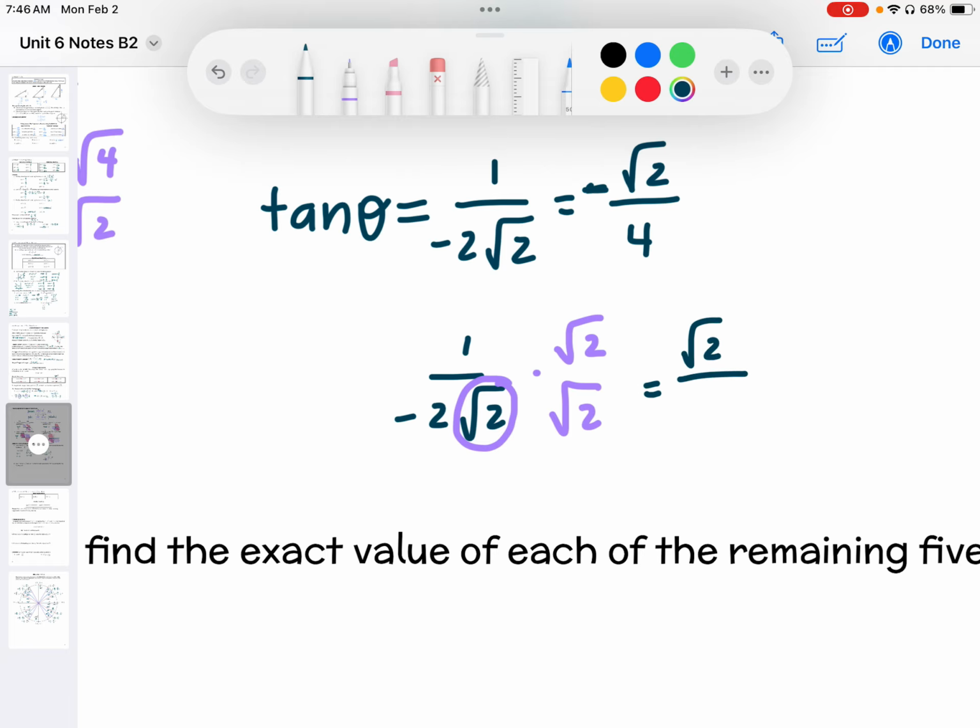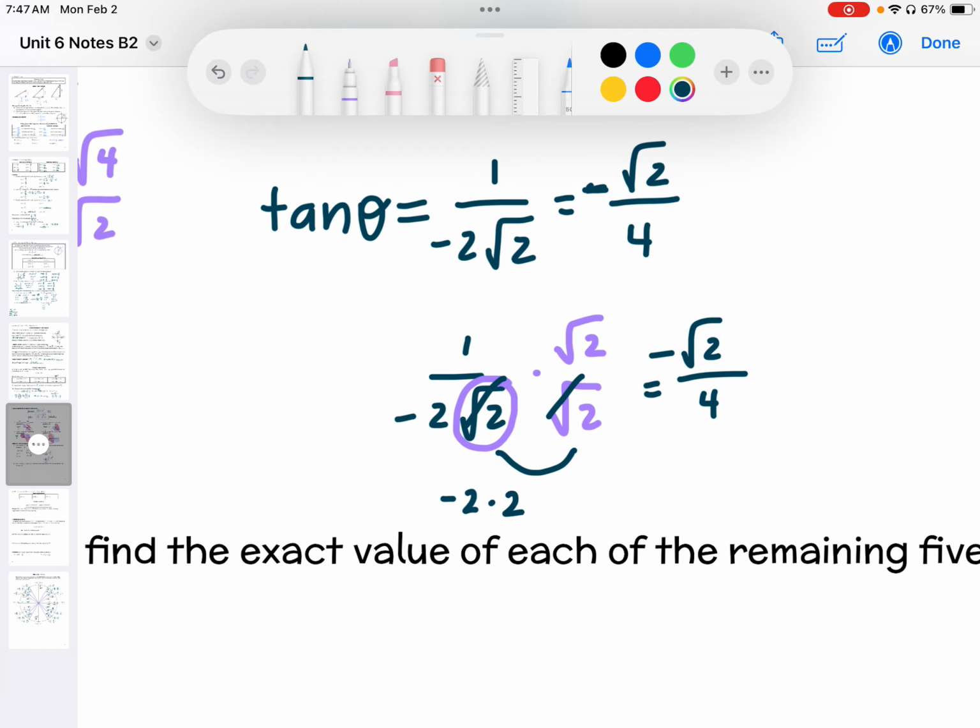And then when I multiply radicals with the same radicand, meaning what's under the radicals, they just go away and we would just have 2 left over. So I would end up with negative 2 times 2 on the bottom, which would give me 4.